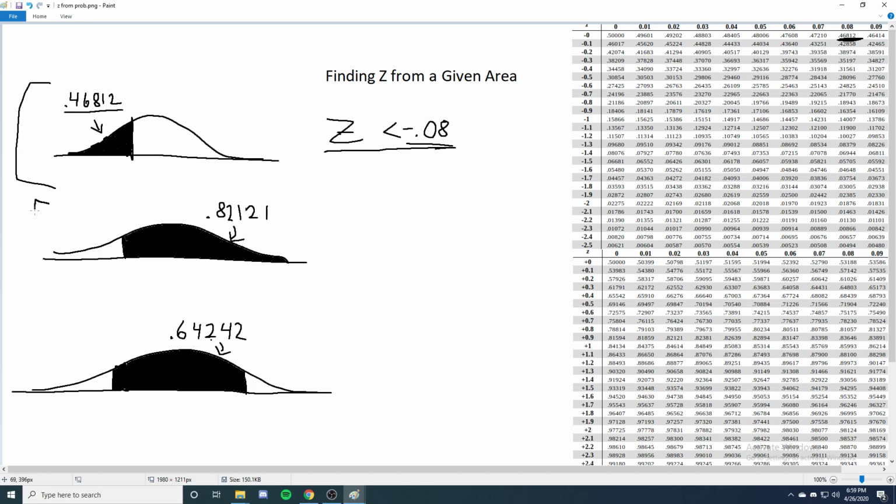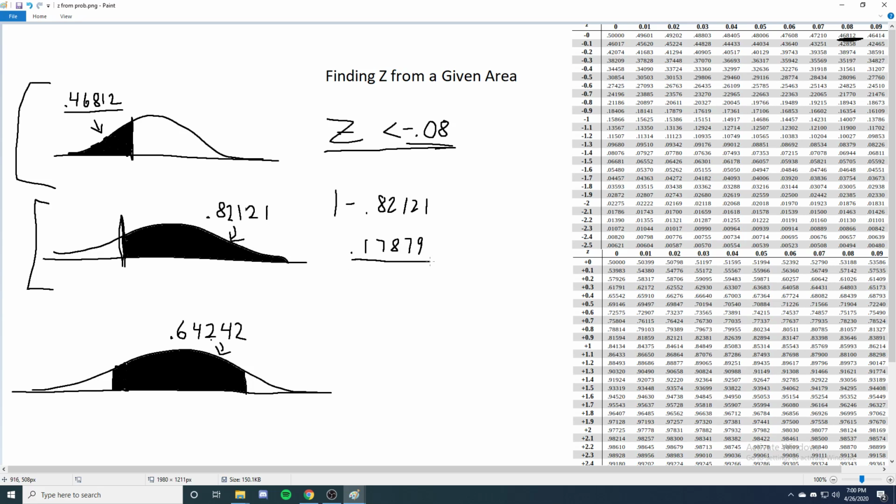So moving on to example 2, we have an area to the right of this z-value that is equal to 0.82121. In order for us to look at the table for this, we need to find what the area to the left is. So if the area to the right is 0.82121, we can take that and subtract it from 1, which gives us 0.17879.